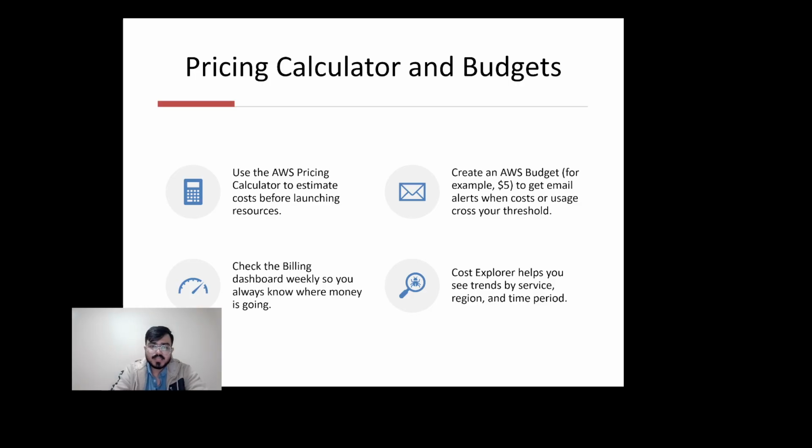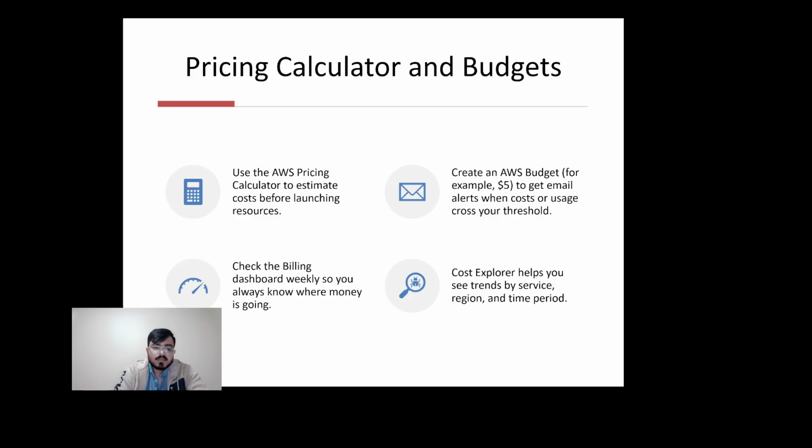The pricing calculator helps you estimate your cost before you start. You just select the service you plan to use and enter how much time or storage you expect, and it shows the estimated cost. For example, if you want to run one EC2 instance and store 2 GB in S3, the calculator can tell you how much it will cost per month, even if it's $0 because it's under the free tier.